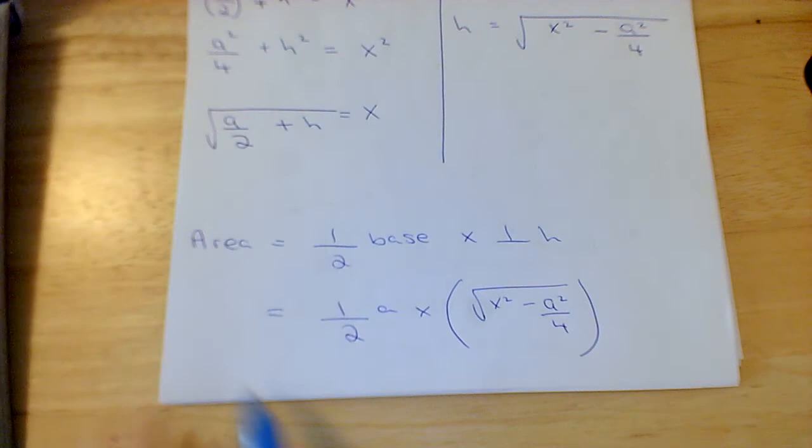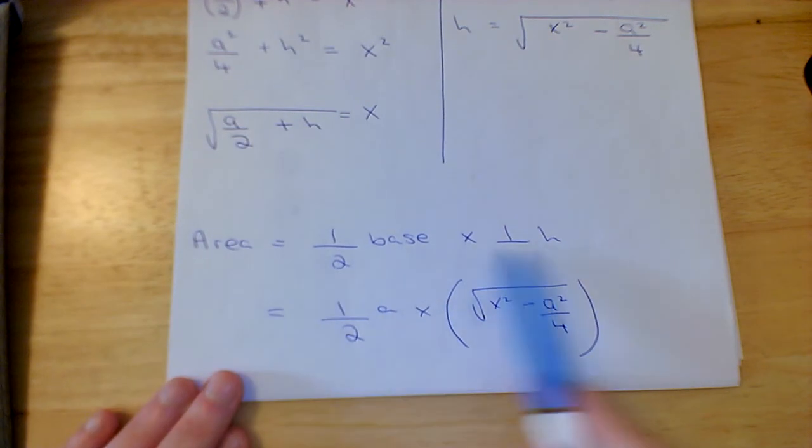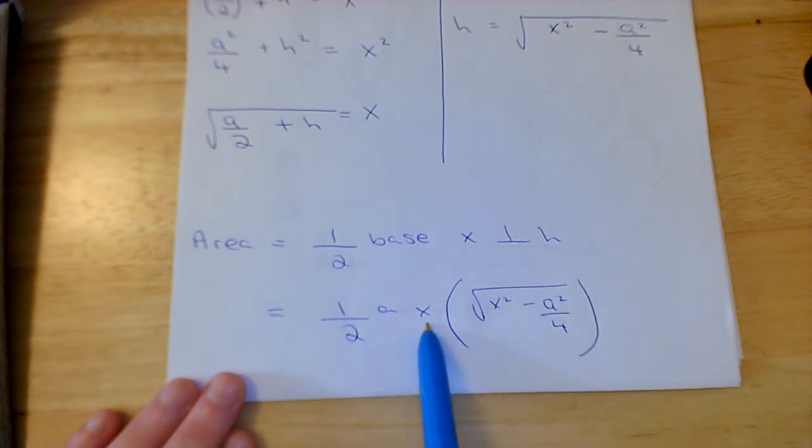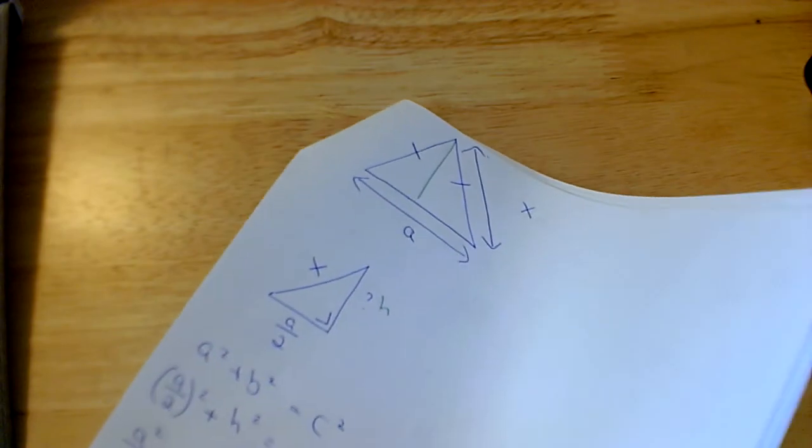Alright, so then filling in my formula, my area is equal to half the base by the perpendicular height. So it's half, my base was a, multiplied by my perpendicular height. We just figured out this formula there.